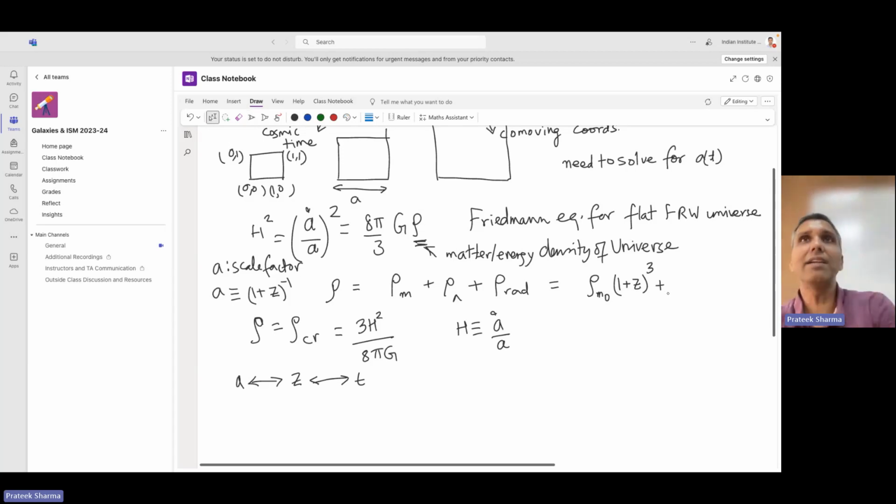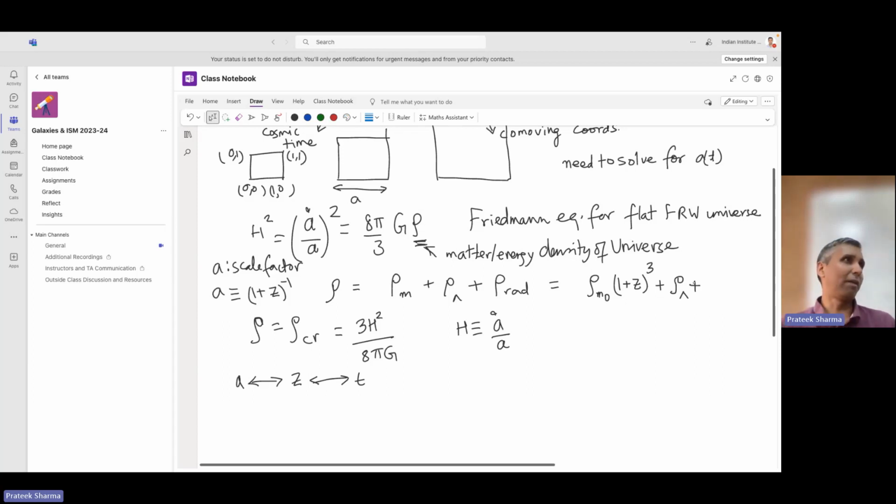Plus, dark energy is something whose energy density does not change with time. It's some sort of a vacuum density. So that just remains omega lambda. And the wavelength of the radiation goes like 1 plus z, and the energy density of radiation is proportional to T to the 4, right?